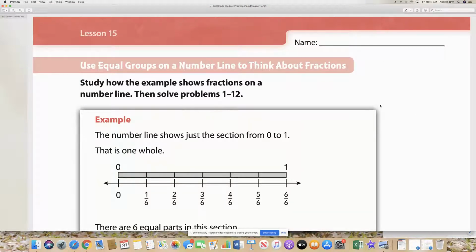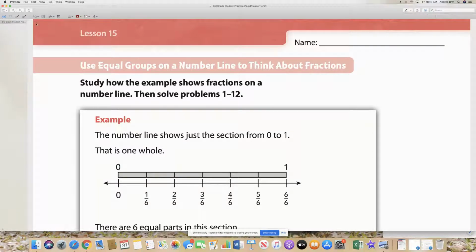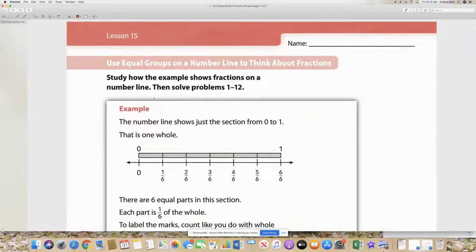Today is an independent day, and I'm going to go over the example with you and the problems that you have to do. I made a Google Slides presentation for you so that you can fill out your answers on there. So let's get started. Study the example, study how the example shows fractions on a number line. Then solve problems 1 through 12.